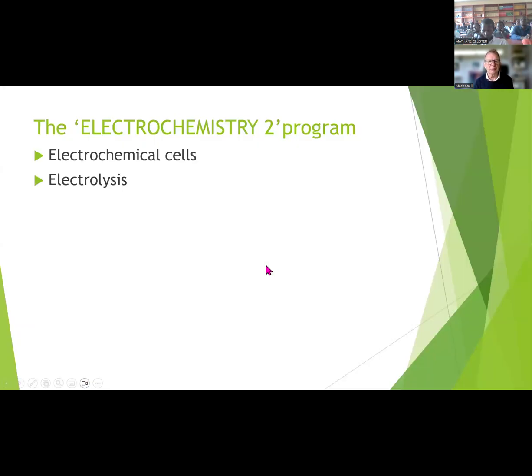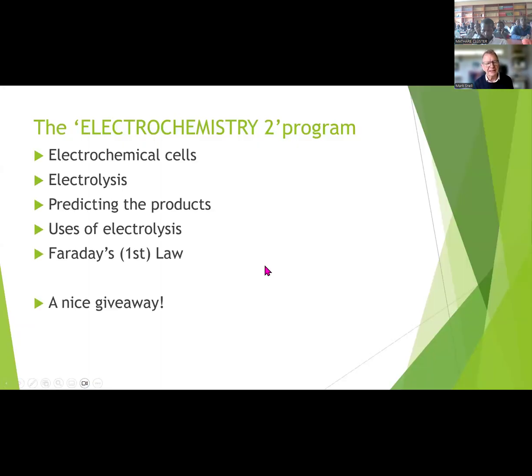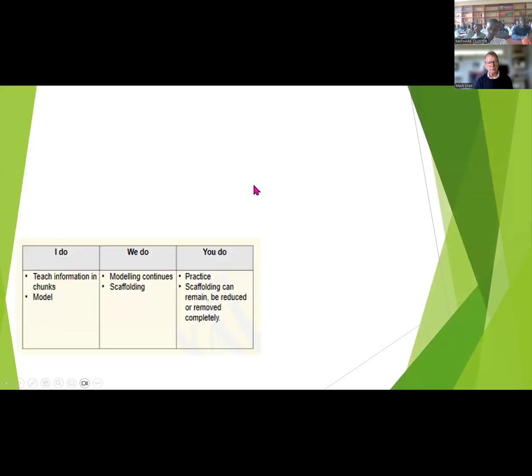Okay, here we go, electrochemistry. What we're going to do is this. We're going to look at electrochemical cells. We've done electrochemical cells. We're going to look at electrolysis, predicting the products, both when it is molten or when it is aqueous. We are going to do the uses of electrolysis briefly. I'm going to show you something. And then we'll do Faraday's law about how much product is produced by a certain amount of electricity.